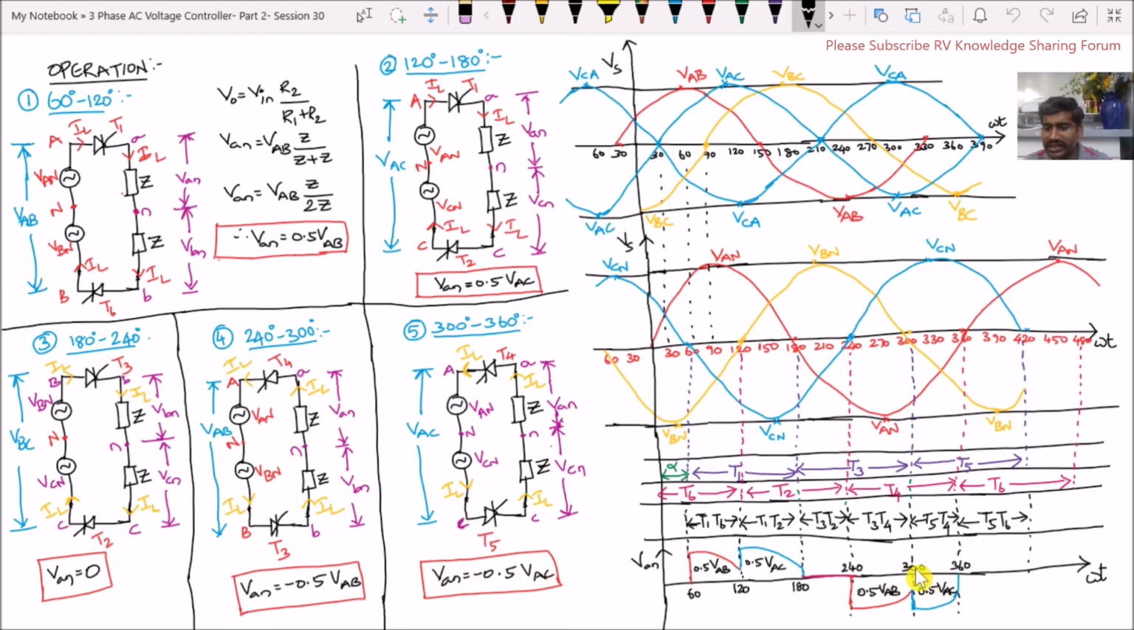So from 300 degrees to 360 degrees, this VAC is negative. See here, the VAC is reversed. Therefore, here it is minus. Therefore, from 300 to 360 degrees, the output voltage VAN across our impedance load, or the induction motor, is VAN equal to minus 0.5 VAC. That is drawn here, minus 0.5 VAC in the negative axis. This minus 0.5 VAC is the trace of this one, from 300 to 360. So this is how we have drawn the output phase voltage VAN across our three-phase induction motor.